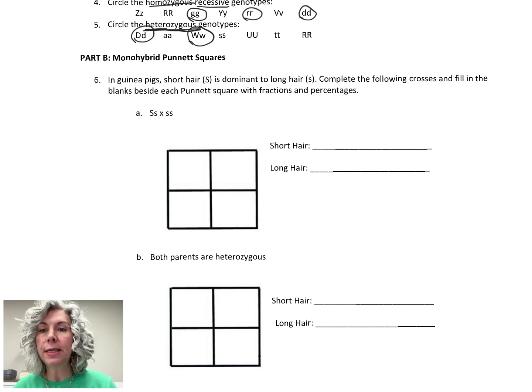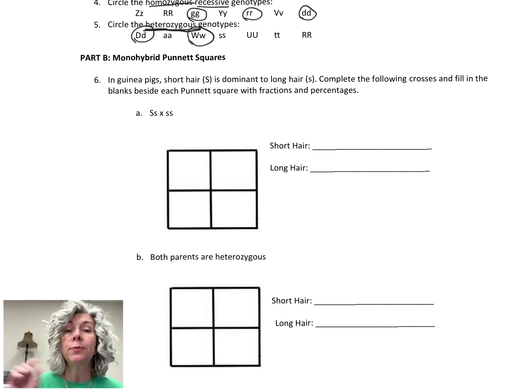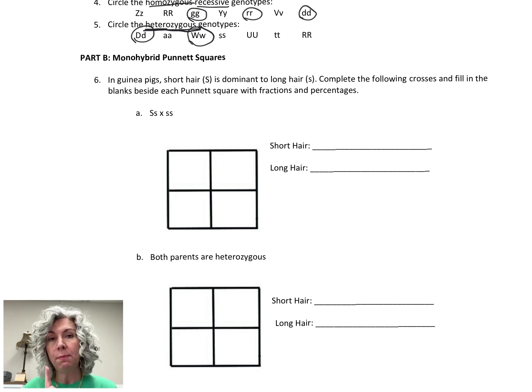All right, so let's look at these. Part B, monohybrid Punnett squares. Mono means one, so we're doing some crosses with just one trait in a monohybrid cross. That's when you just make your 4 square box. So let's look at our question.